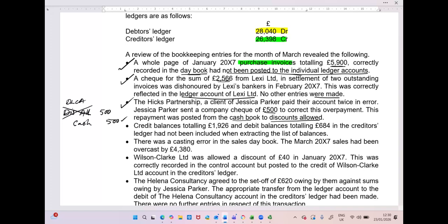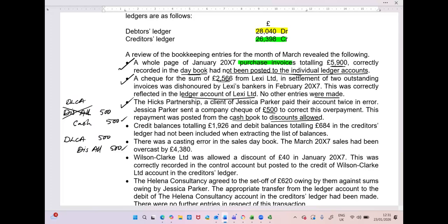So my double entry will be debtor ledger control account debit 500, and my discount allowed account will be credit by 500. So you can see earlier discount allowed was debited, now discount allowed will be credited. The net effect is 0. And the new effect will appear in the debtor ledger control account as £500.